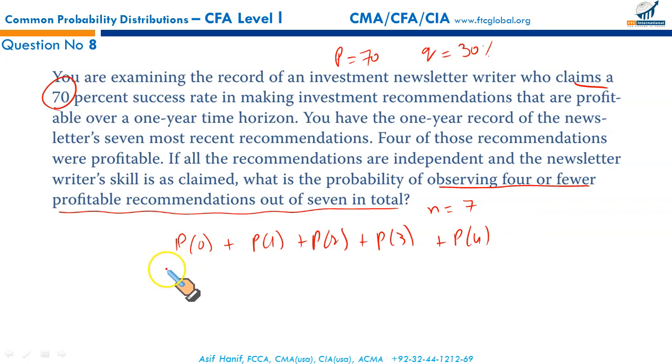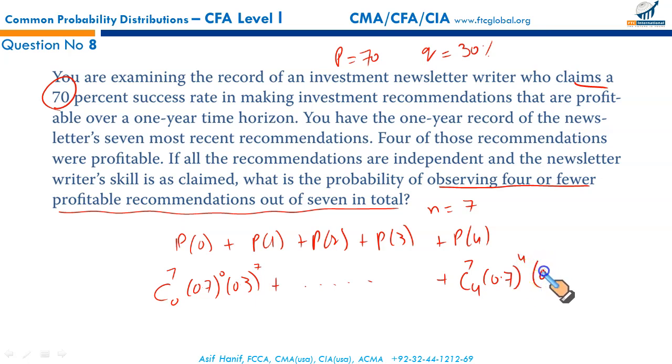So what you will do is 7C0, 0.7 raised to the power 0, and 0.3 raised to the power 7 minus 0, that is 7. And you will go all the way till 7C4, 0.7 raised to the power 4, and 0.3 raised to the power 7 minus 4, that is 3. If you calculate all these results, instead of wasting our time on the computations, the total would be somewhere around 35.3.